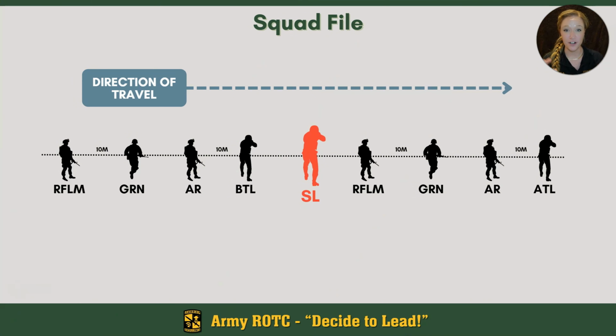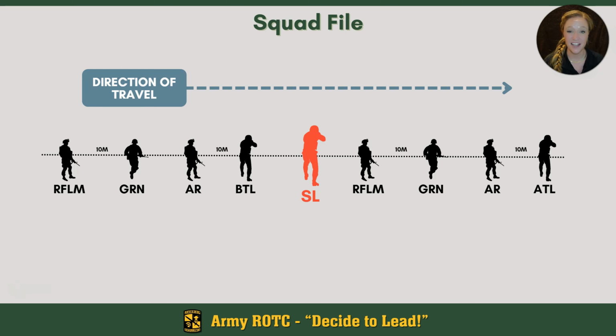Now the final one for our squad formations is going to be that squad file. This is just like that fire team file, but with more people. In this direction, we're moving to the right. That's our direction of travel. So again, for this particular example, our Alpha team leader is going to be the point, squad leader directly in the middle, and then Bravo team following behind the squad leader. Now there are different ways that you could position people between each other and you can move some of your leaders around, but this is kind of the default way to set up a squad file.